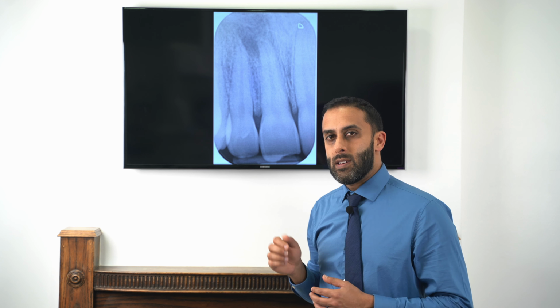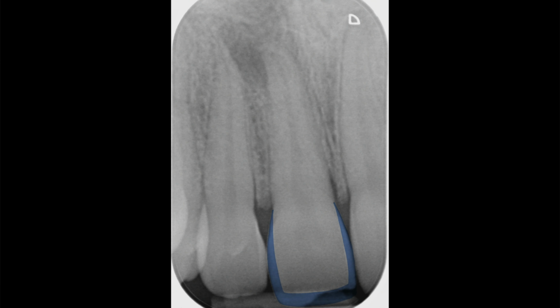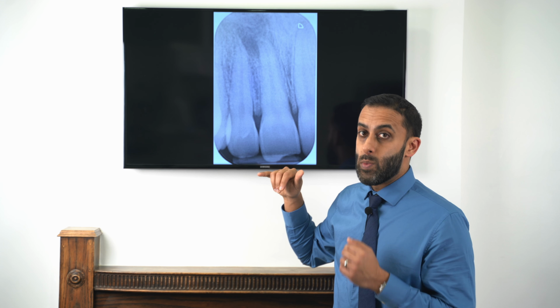Root canal treatment is a treatment that's undertaken when the nerve in the tooth is in jeopardy. What this means is that the nerve in the tooth is infected or on its way to becoming infected. In the X-ray here, you can see an upper front tooth, and you can see the white hard outer enamel. This is the portion of the tooth that we can see.